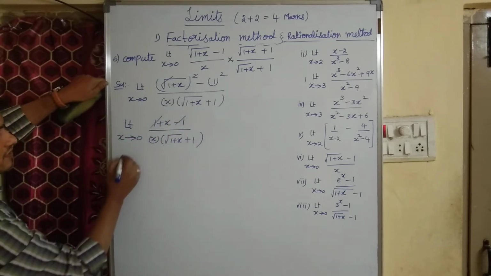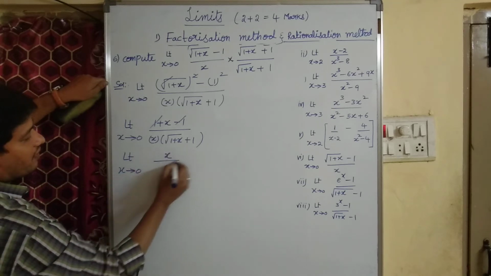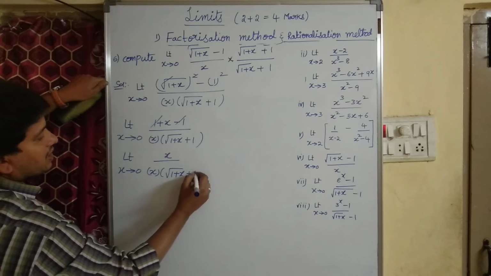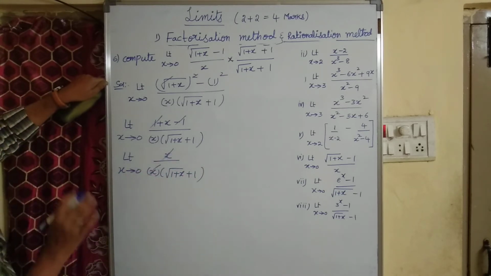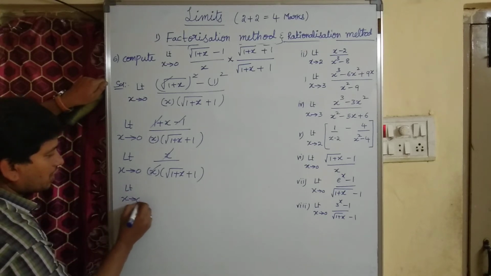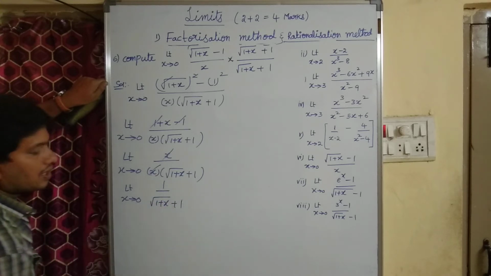Minus 1 plus 1 gets cancelled. Limit x tends to 0, x divided by x into root over 1 plus x plus 1. Again x gets cancelled. So write limit x tends to 0, 1 by root over 1 plus x plus 1.